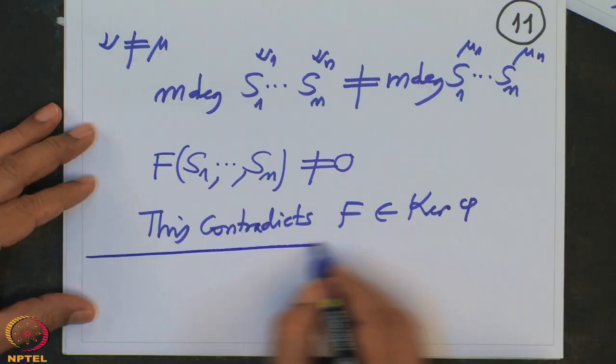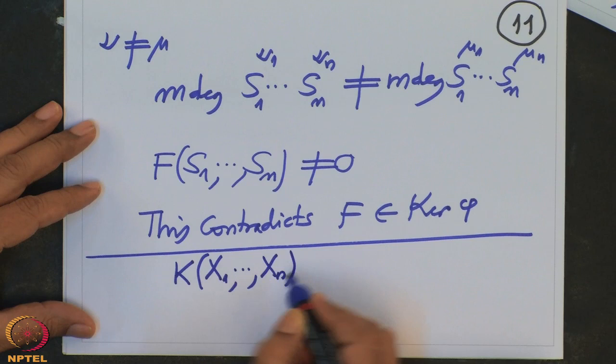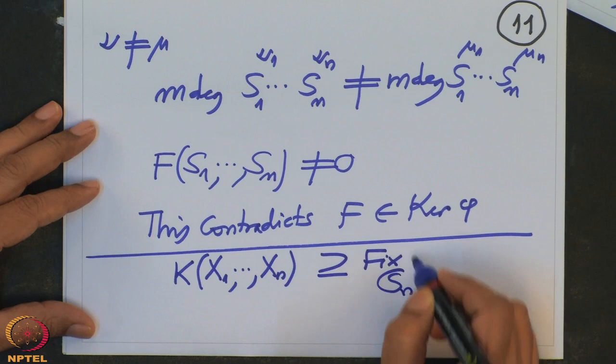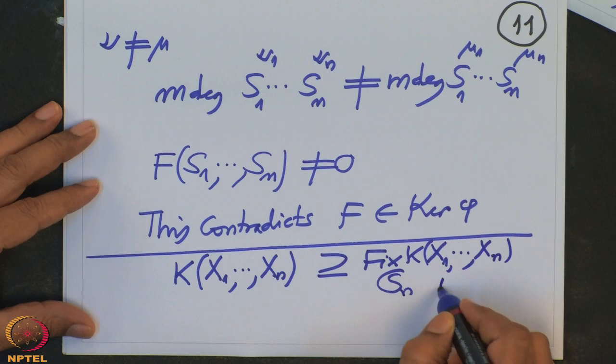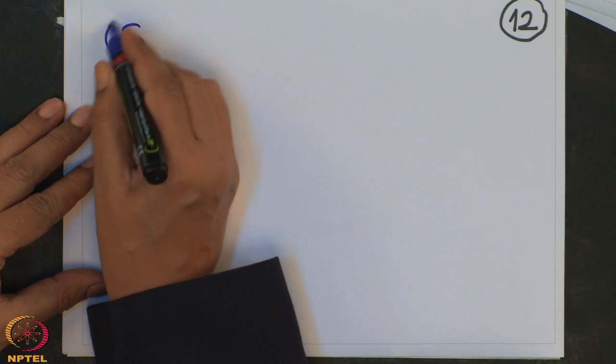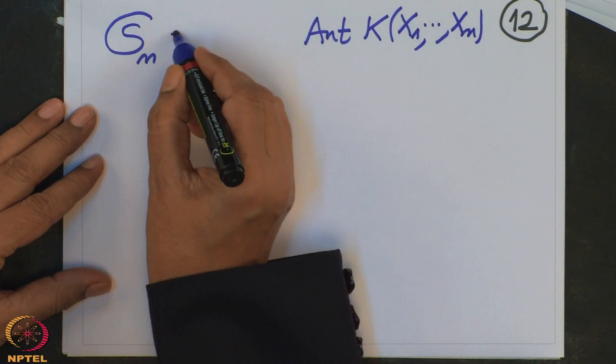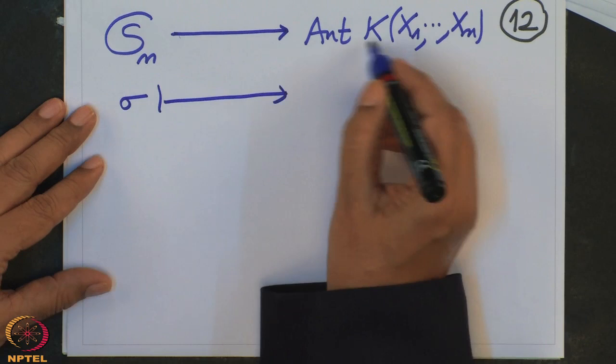Next, we are now in the following situation. We have this rational function field k(x1 to xn), which contains the fixed field of Sn. This is precisely the field generated over k by the elementary symmetric polynomials. Remember that Sn acts by automorphisms of the rational function field. I want to define, for sigma, an automorphism of this field. It is enough to define an automorphism of the polynomial ring k[x1 to xn].